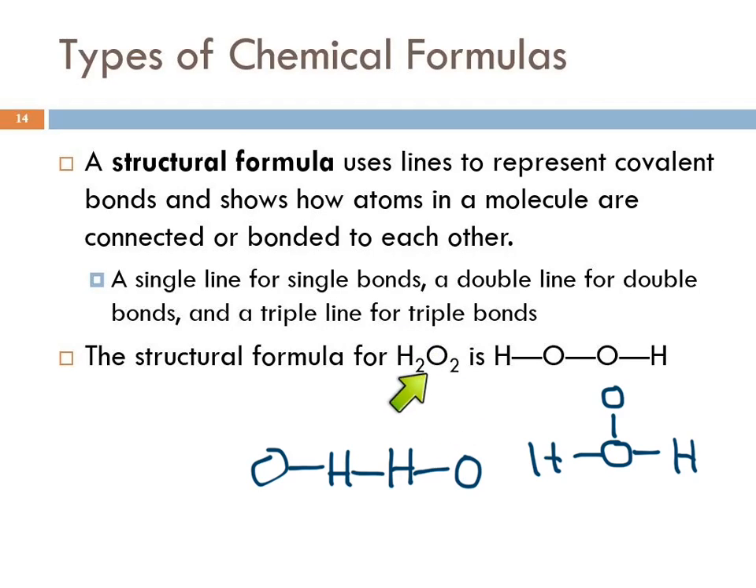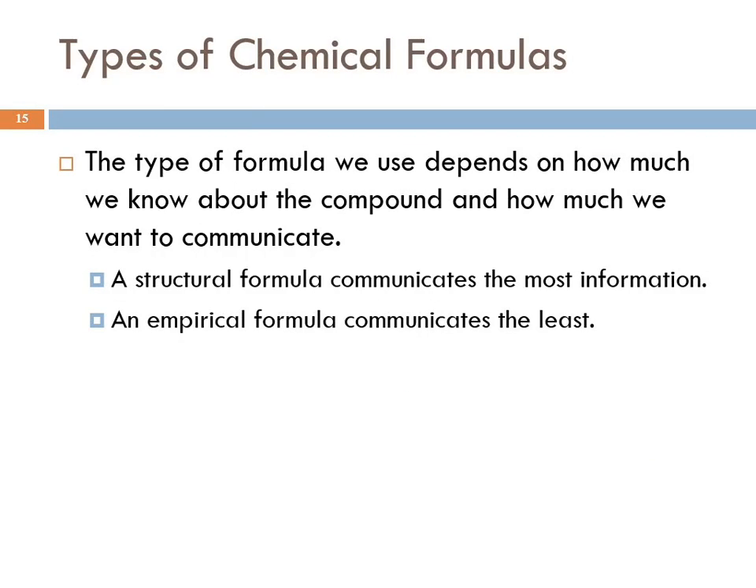So if this is the molecular formula, H2O2, what's the empirical formula for that compound? HO. The empirical formula would be HO. That just tells us the ratio. We use different formulas at different times, basically depending on how much information we know about the compound or how much information we want to communicate about the compound. The structural formula gives us the most information, and the empirical formula gives us the least.